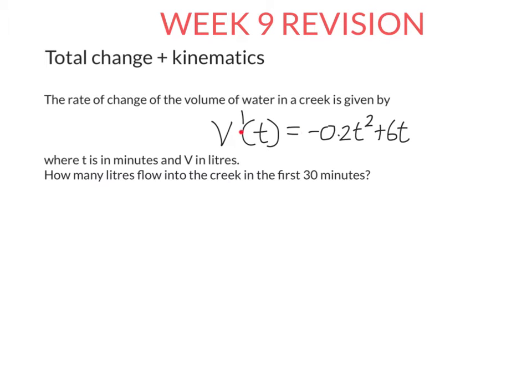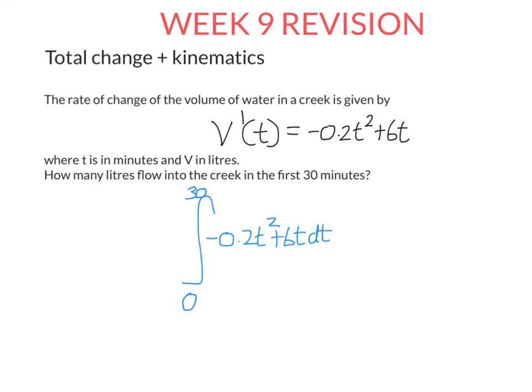So because we have the rate of change function here, all we need to do is integrate it. So we're going to integrate between 0 and 30 because first 30 minutes means from time 0 to time 30 minutes, and t is in minutes. So we're going to integrate this function here. So you know how to integrate functions like this. We've done it 1,000 times.